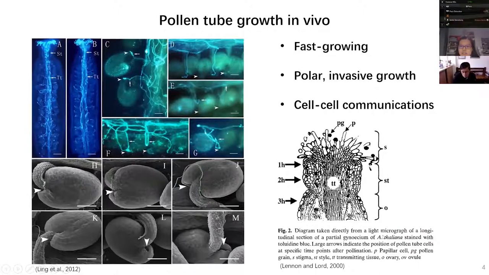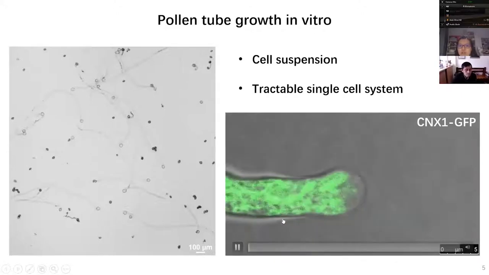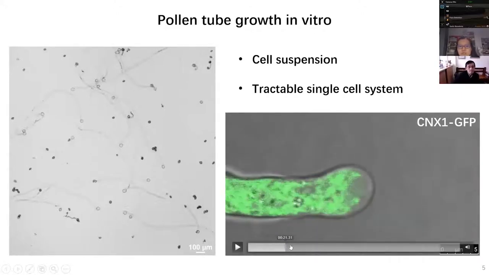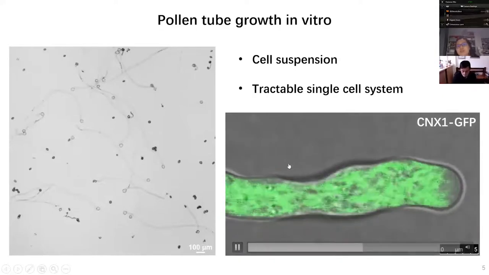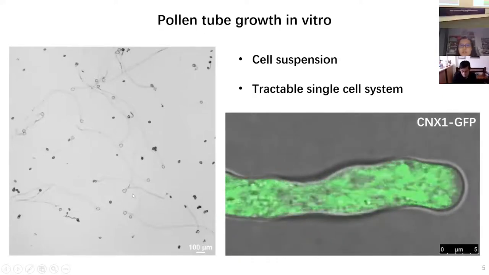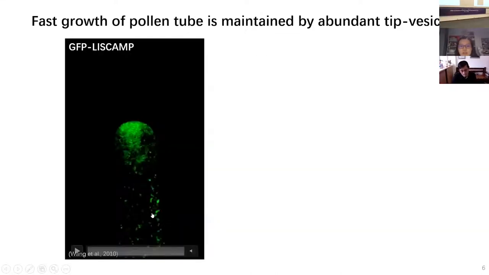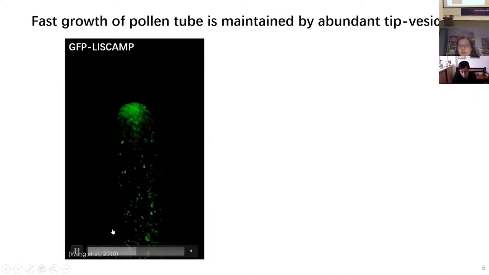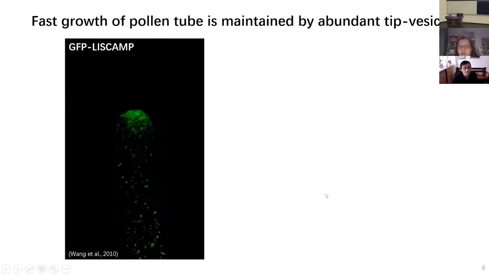We can easily collect pollen grains from flowers and culture or incubate them in in vitro germination media. We can also observe fluorescence-tagged proteins using live cell imaging. So it is a tractable single cell system for us to study tip growth of polar cells. The growth rate of a pollen tube can reach 10 microns per minute. Such hustling growth attracts us to seek their driving force.